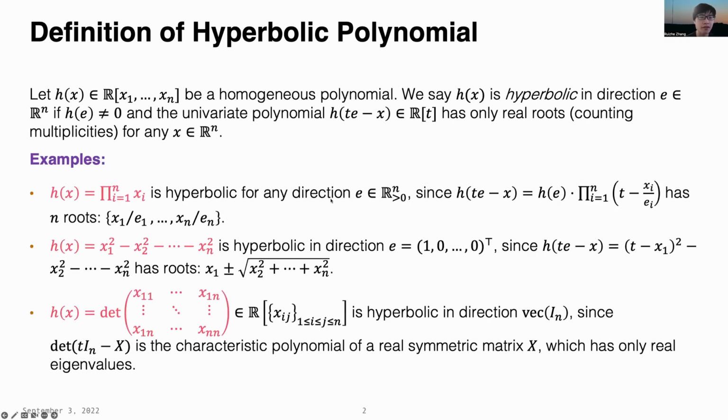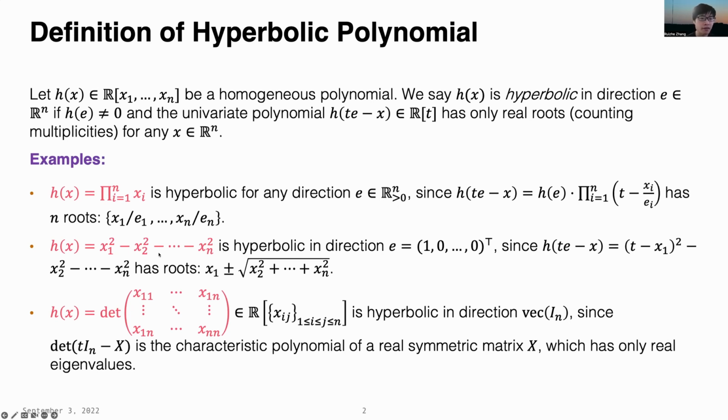Let's look at some examples. The first example is h(x) equals the product of x1 to xn. It's easy to see that it is hyperbolic in the whole positive orthant. In other words, in any direction e in R^n such that all coordinates of e are positive.